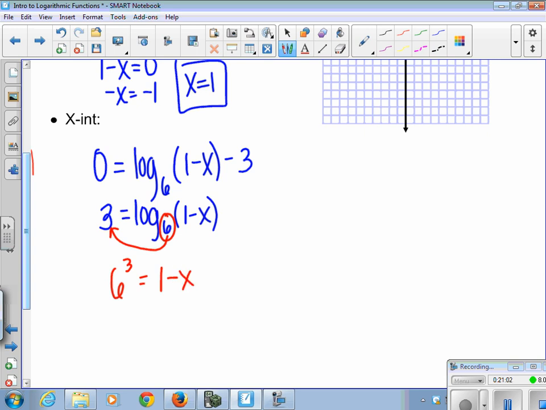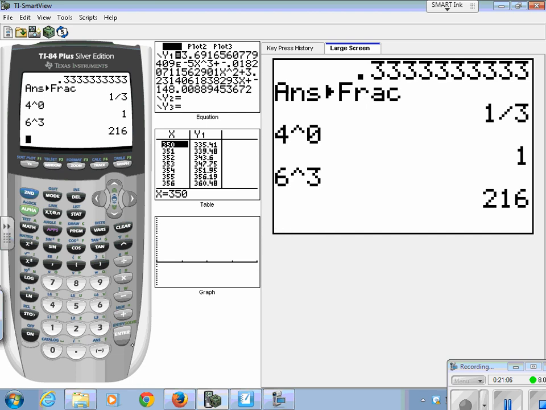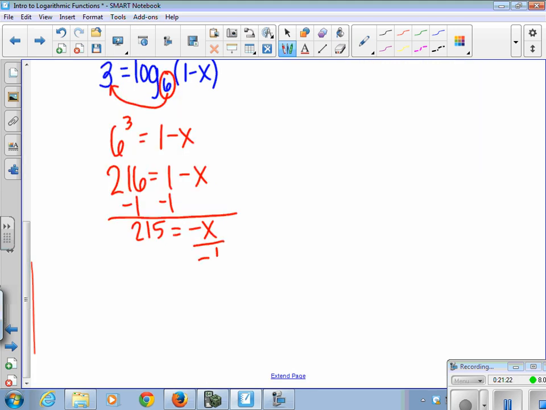Now that's going to be a big number. So 6 raised to the third is just going to give me 216. So I would say 216 equals 1 minus x. To solve for x, I'm going to subtract 1. So this would be 215 equals negative x. And when I divide by a negative, x is going to end up giving me a negative 215. So my x-intercept is a really big number, negative 215, comma, 0.